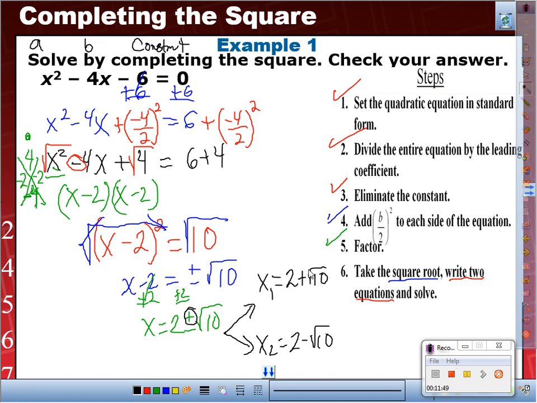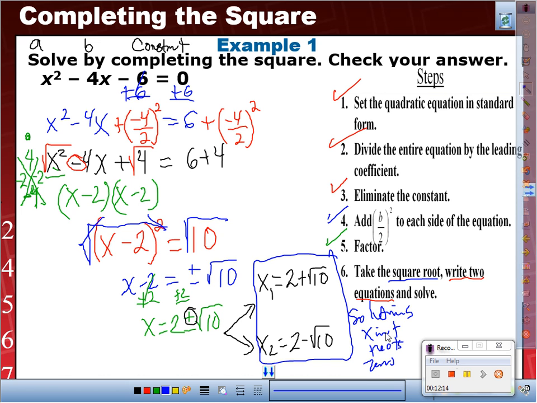Well, since this is an irrational number, we can't get a perfect square root out of it. We leave it like that. So therefore, box it, and these are my solutions: x-intercepts, roots, zeros.